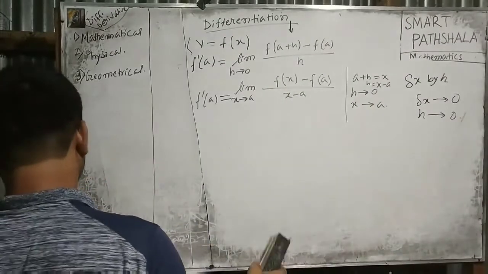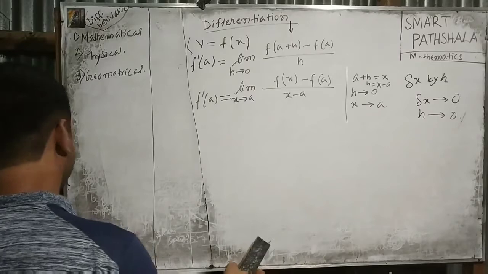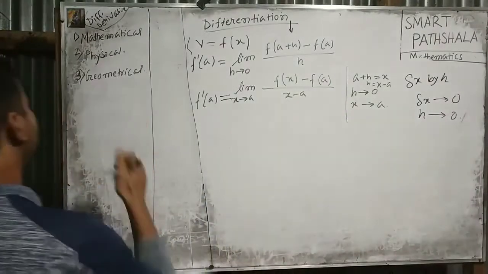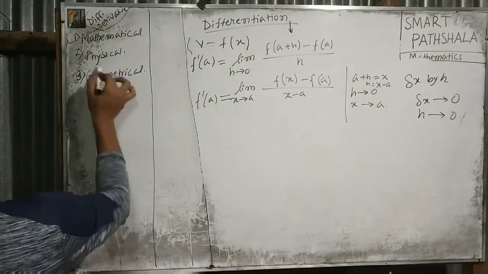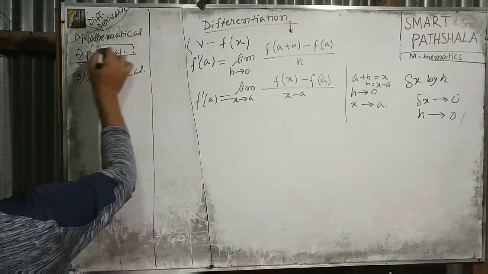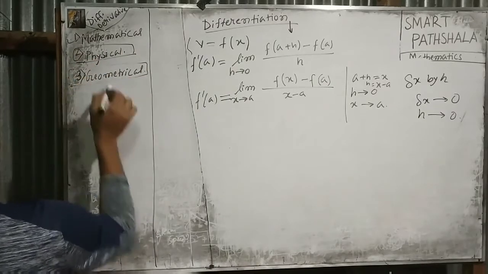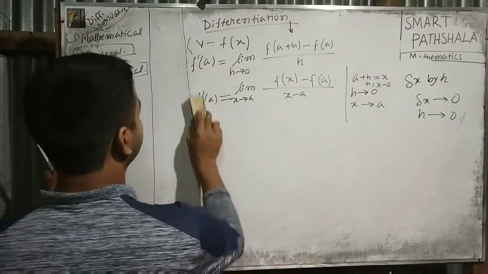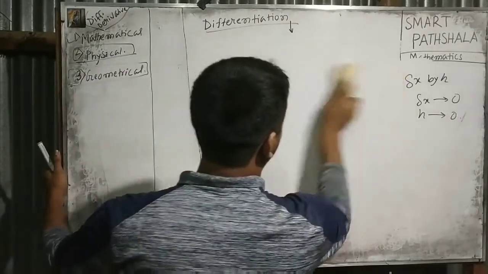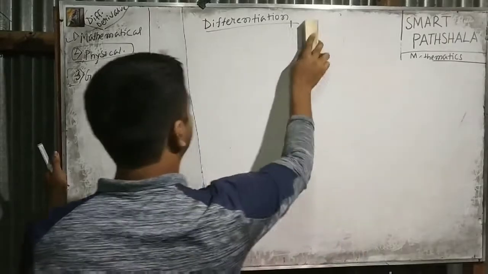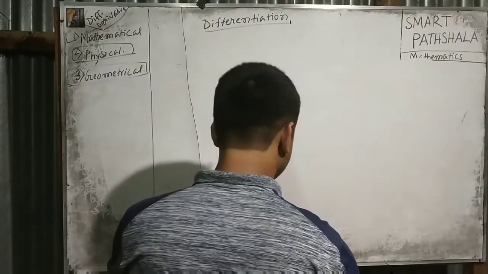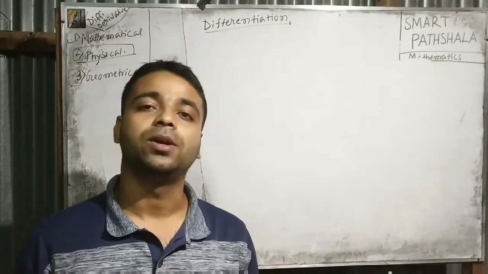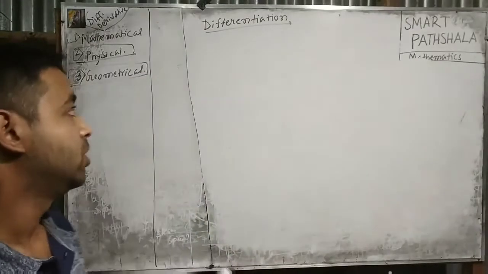Okay. Now it's time so that we can learn about the physical interpretation. So this was the mathematical interpretation. Now we'll read about the physical interpretation, and then we'll go to the geometrical interpretation. What is the physical interpretation? The term physical means something we can imagine, something we can calculate by our practical views.